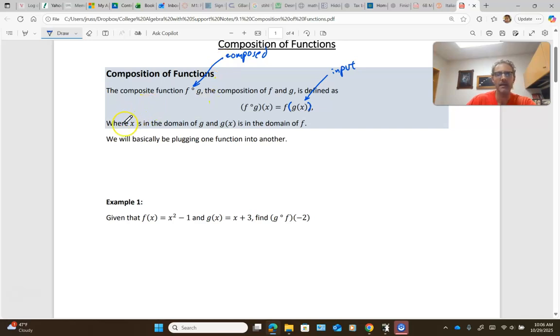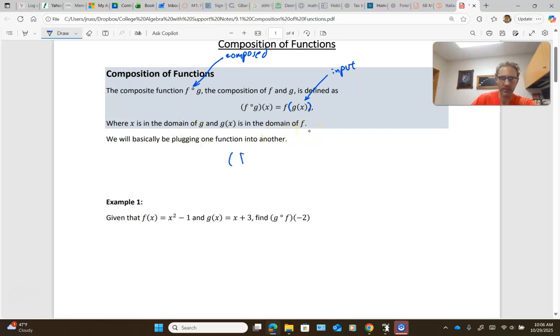Okay, and notice here it says where x is in the domain of g and g of x is in the domain of f. Okay, because what you're doing here is x is going to be plugged into g initially, and then that output gets plugged into f. So it's kind of like you have a double substitution here. So basically we're going to be plugging one function into another.